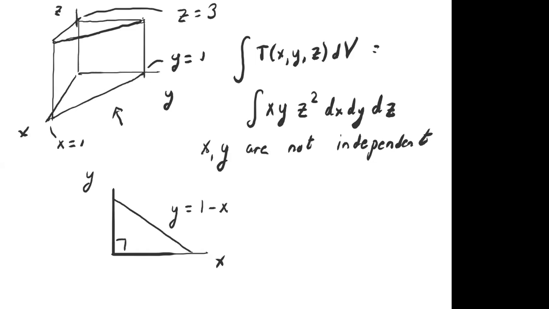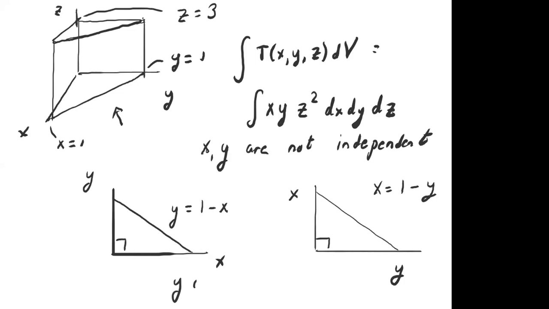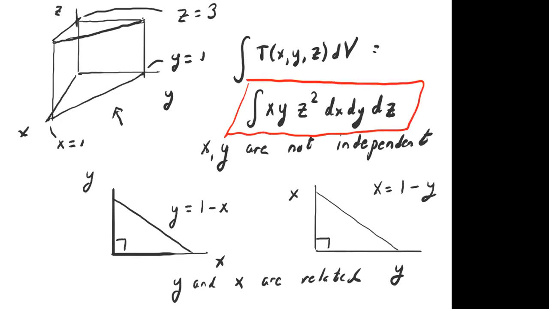Now I could flip that two-dimensional figure around and get a similar plot. In this case, I'll choose this to be x and this is y. So in this case, x is just 1 minus y. But both of these things say the same thing. So x and y are coupled or related. So when you go back to the problem at hand of trying to evaluate this three-dimensional integral, you're going to have to do it very carefully.